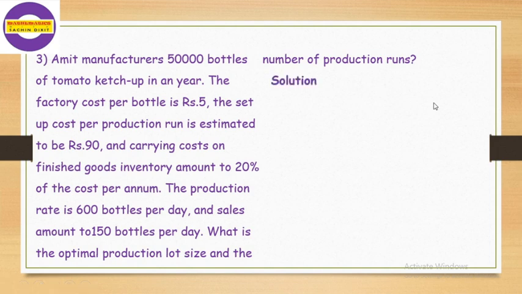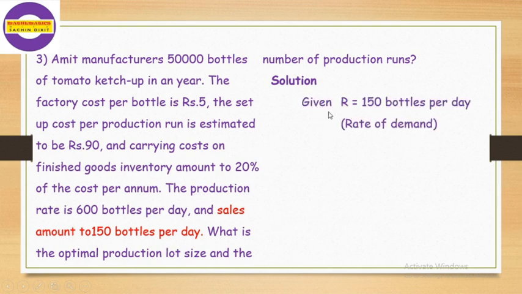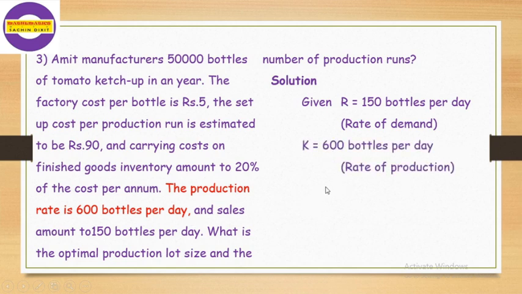Solution. Point out the term: sales amount to 150 bottles per day. That means that is the demand rate. That is, R is equal to 150 bottles per day. Then point out the term that the production rate is 600 bottles per day. That means K is equal to 600 bottles per day. That is the rate of production.